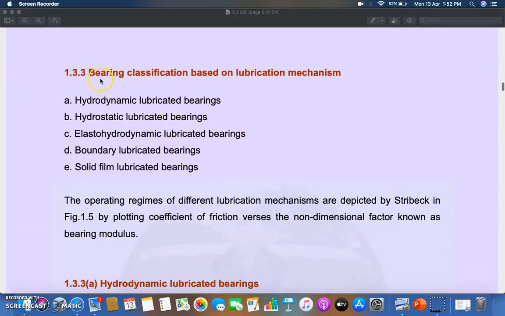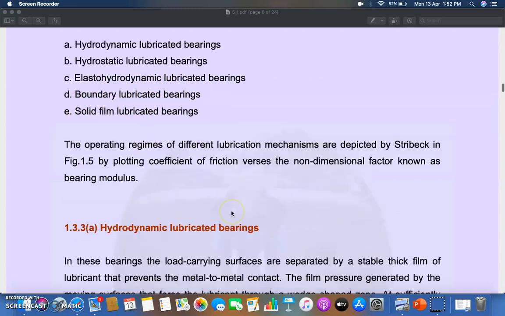Now, the last part of the bearing classification is on the basis of lubrication mechanism. This can be categorized into hydrodynamic lubricating bearing, hydrostatic, elasto-hydrodynamic lubricating, boundary, and solid film. We will see only two types as per your curriculum, hydrodynamic and hydrostatic.